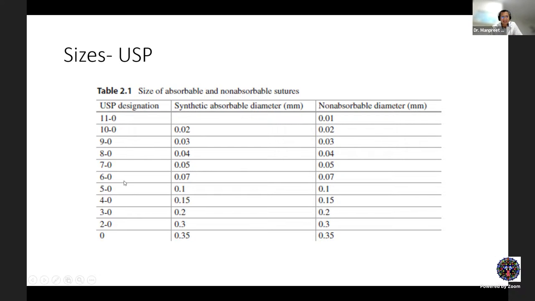If it is a 6-0 suture, then its diameter is 0.07 mm. You can remember these two at least. 6-0 has a diameter of 0.07 mm and 10-0 has a diameter of 0.02 mm. 0.02 and 0.07. At least remember these two. You can impress your examiner probably, and yourself also.